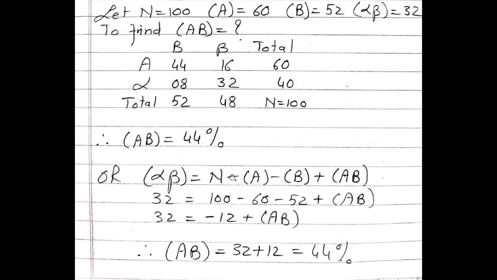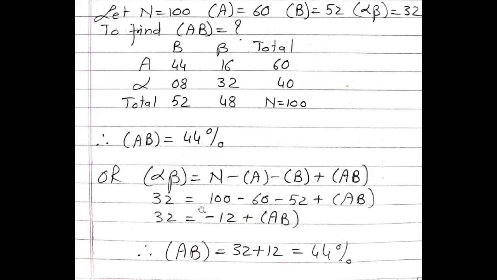We can get the answer using the relation between the frequencies directly: alpha beta is equal to N minus A minus B plus AB. Alpha beta value is 32, which is given. N we have assumed as 100. Frequency of class A is 60. Frequency of class B is 52. Frequency of AB we have to calculate, so we will keep AB as it is.